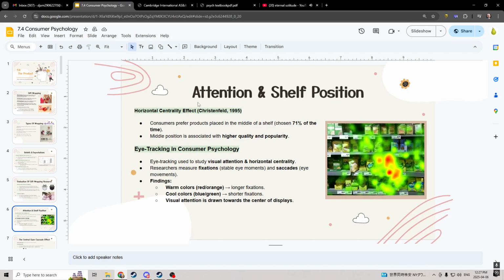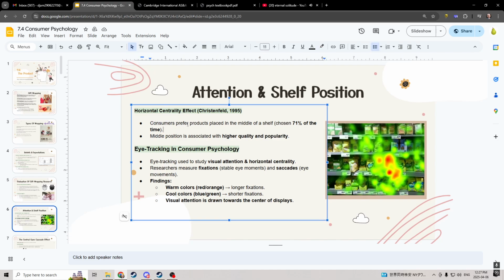All right. So the horizontal centrality effect states that consumers prefer products placed in the middle of a shelf, and middle position is associated with higher quality and popularity. So being in the middle horizontally, that's the horizontal centrality effect.